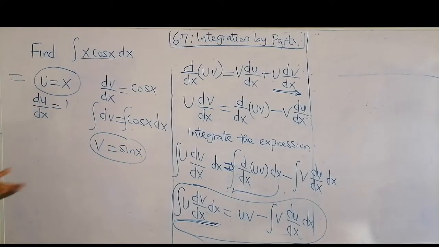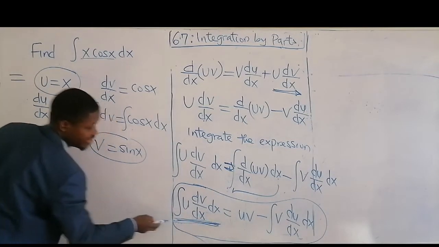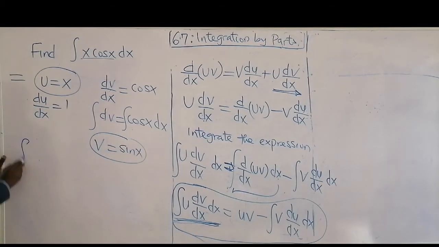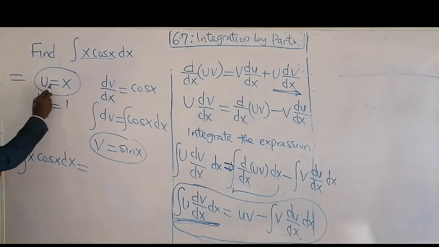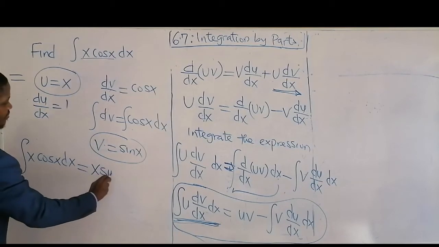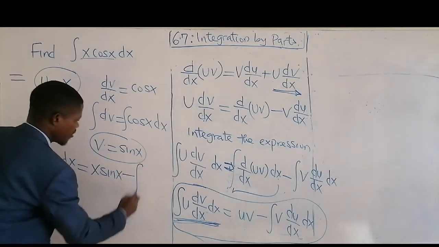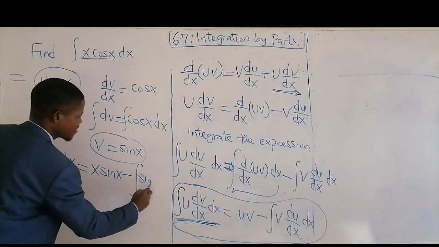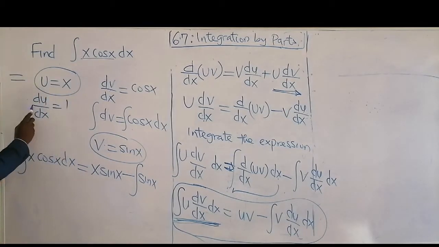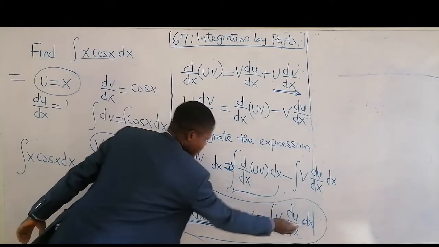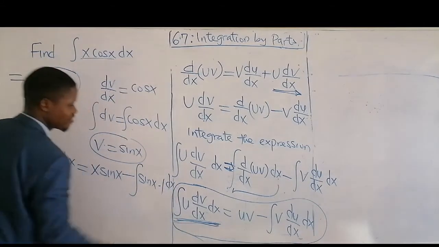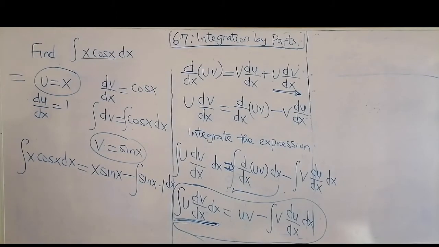Then we can go straight and apply the formula. Don't forget, I've said this one is your question. So I'll just write the question, which is the integral of x cos x dx equal to uv, that's x sin x, then minus the integral of v, which is sin x, times du/dx, which is 1, then you put the element of the integration dx. As simple as ABC.